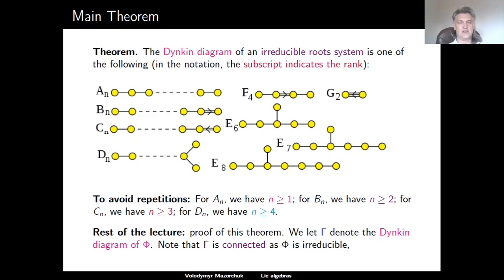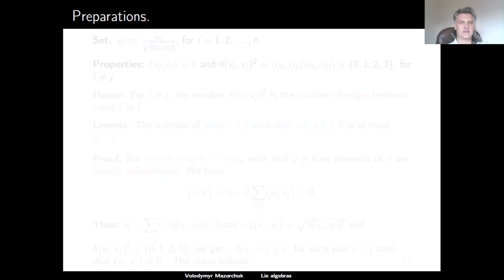So we let gamma denote the Dynkin diagram of a root system phi. We assume that phi is irreducible. This means that gamma is a connected diagram. We start with certain preparations. First of all, denote by vi the normalization of the basis vector alpha i. That is the vector alpha i times the scalar 1 divided by the root of the scalar product of alpha i with itself. So the vector vi is normalized, its length is 1.